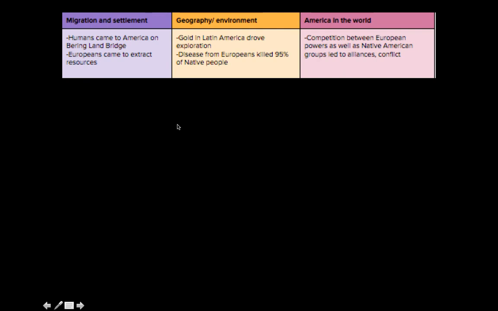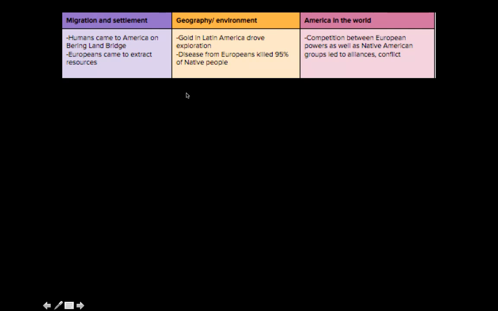Three categories here. We'll try to get through these quickly. So when we look at migration and settlement here, obviously we've got the Europeans arriving from across the ocean. New technology helps them do that. We've got native groups who arrived from the land bridge a long, long time ago, the Bering Strait up in Alaska. That's what most anthropologists and historians believe people came to North America from. I'm not going to add a whole lot here. We don't have any super key terms here to support this theme, as long as you understand these things that we've already talked about, Europeans coming to extract resources.